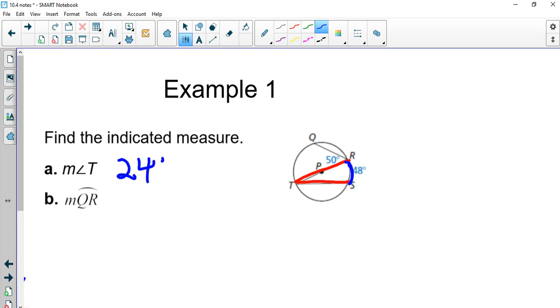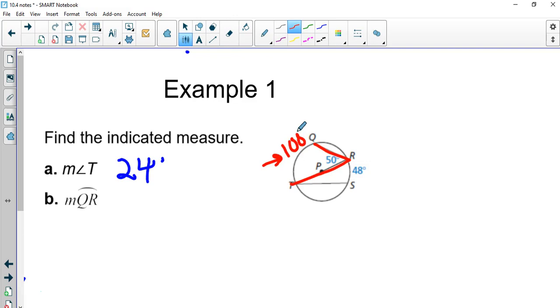Now, QR, let's look at that. Okay, so this one is a little more complicated. So I'm going to erase this and draw over. Now let's think about this. Let's first look at QRT. The angle is 50, which means this arc right here is twice that, because R is sitting on the edge of the circle. So this is really 100 degrees out here.